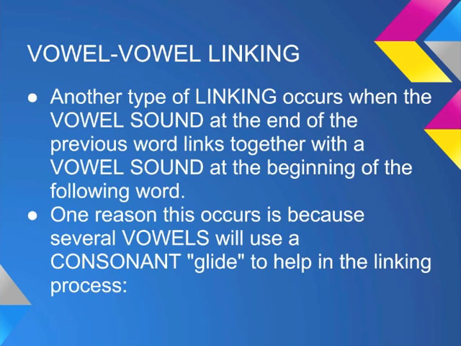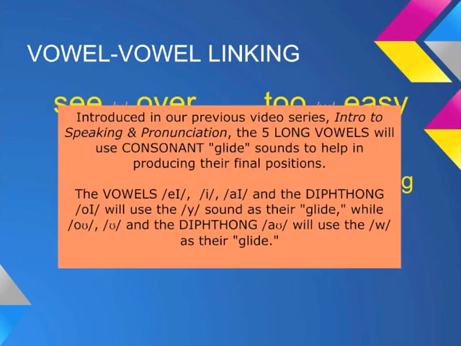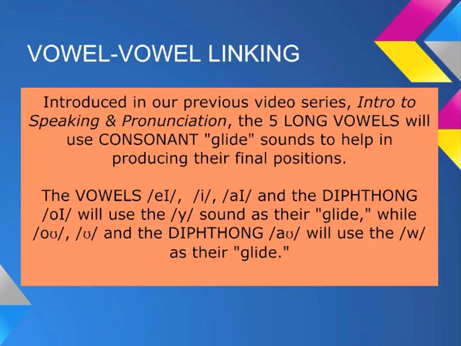Another type of linking occurs when the vowel sound at the end of the previous word links together with a vowel sound at the beginning of the following word. One reason this occurs is because several vowels will use a consonant glide sound to help in the linking process. Now, introduced in our previous video series, Intro to Speaking and Pronunciation, the 5 long vowels will use a consonant glide sound to help in producing their final positions.